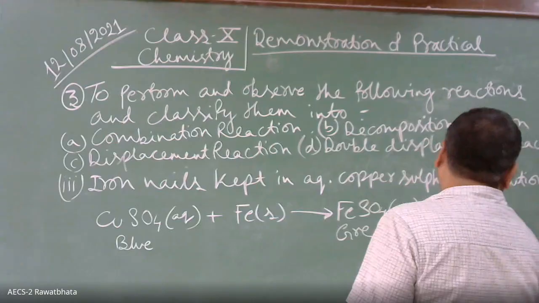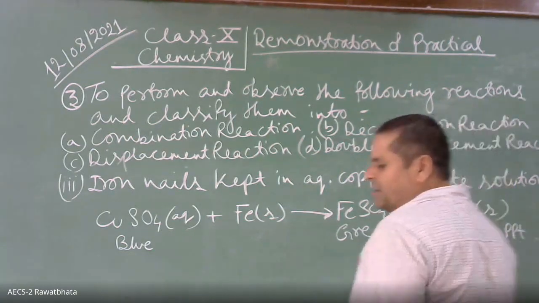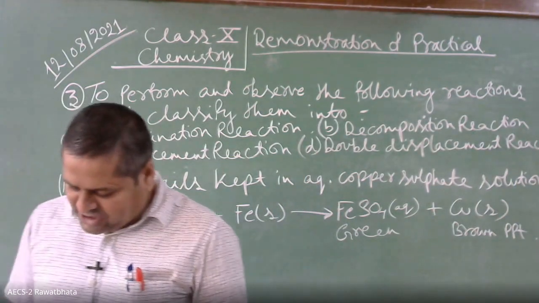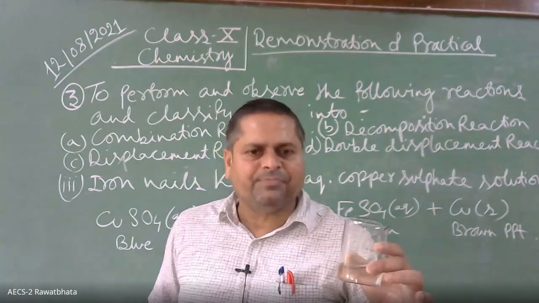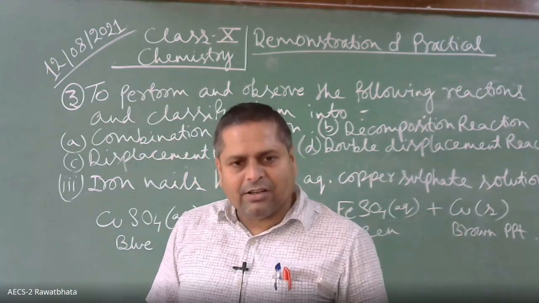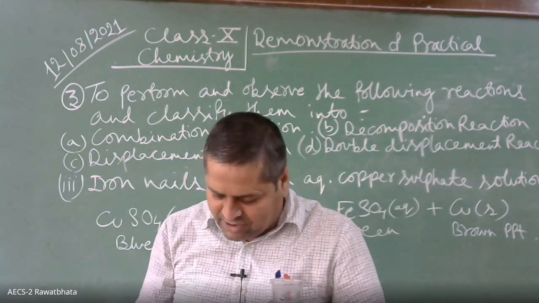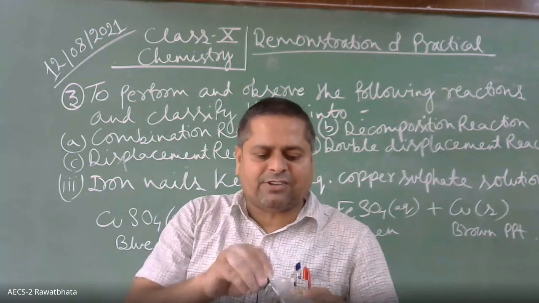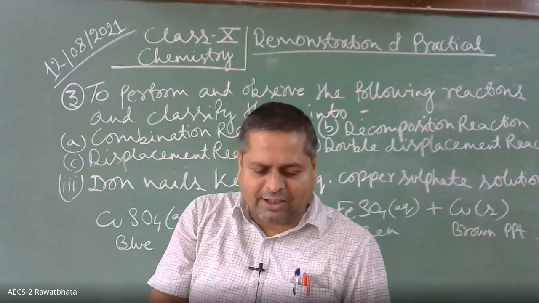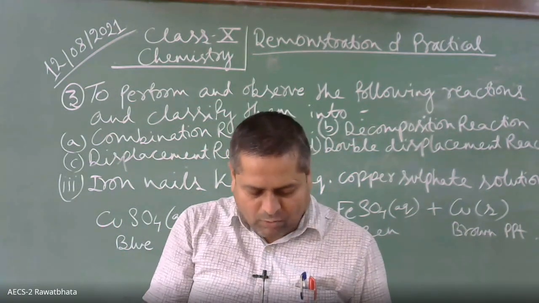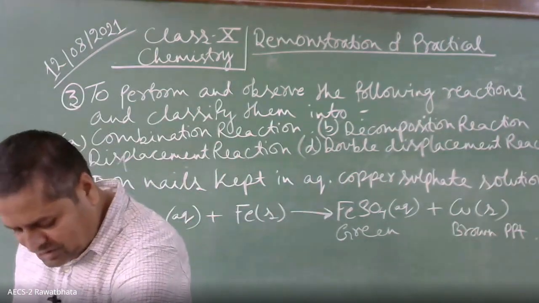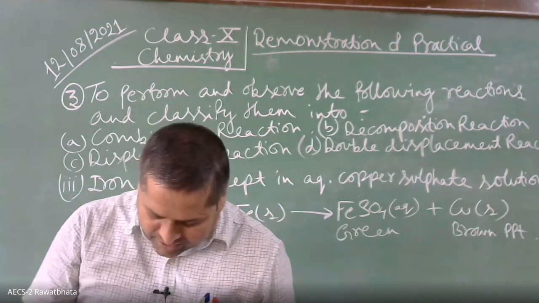Now, let us see, because this reaction will take time. First of all, we will take water in a beaker, and then we will add copper sulfate crystals into it. These are copper sulfate crystals, children, and we will make its saturated solution. What is a saturated solution? A solution in which no more solute can be added. What is the solute in this? Copper sulfate crystals.